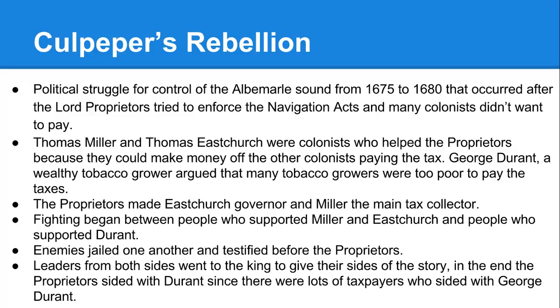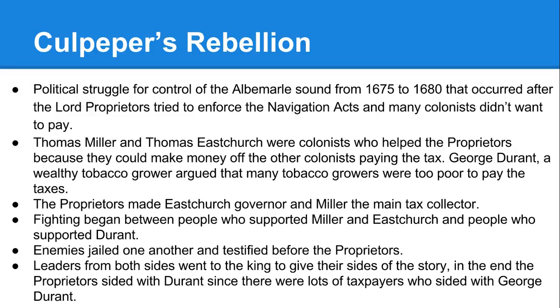George Durant was a wealthy tobacco grower, and he argued that many of the growers were too poor to pay the taxes. He said if they paid the taxes, that would have taken away all their profit, and then they wouldn't have had any money left over to take care of their families.